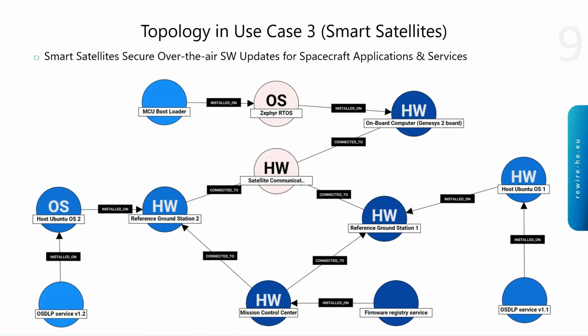When it comes to the final use case, this is the topology that we have instantiated so far, where we have a single mission control center connected to two reference ground stations, which are able to communicate with a specific satellite in orbit.